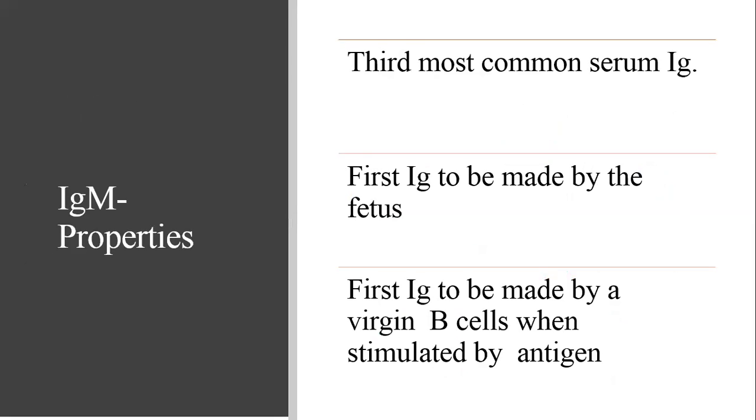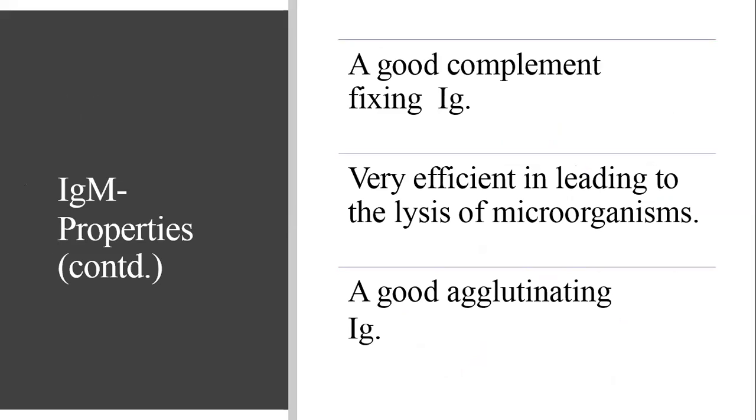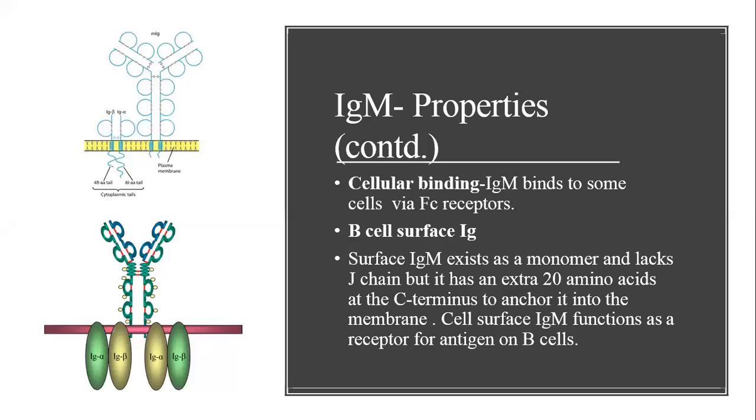IgM is the third most common serum immunoglobulin. It is the first immunoglobulin to be made by the fetus, and the first to be made by virgin or naive B cells when stimulated by an antigen. IgM is a good complement fixing immunoglobulin. It is very efficient in leading to the lysis of microorganisms, and it is a good agglutinating immunoglobulin. It is capable of cellular binding via the Fc receptor. It also binds the B cell surface, as the B cell surface immunoglobulin.